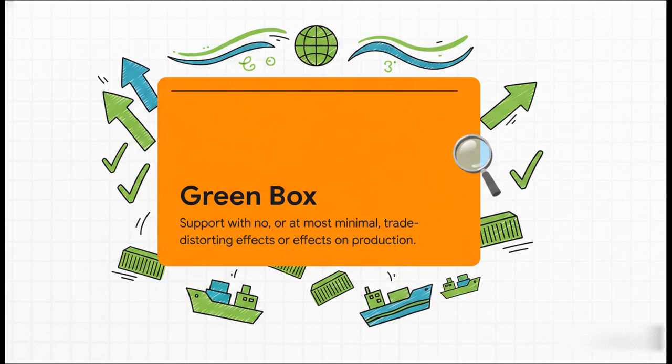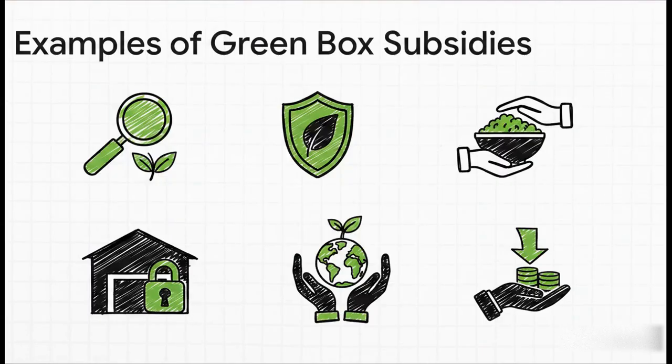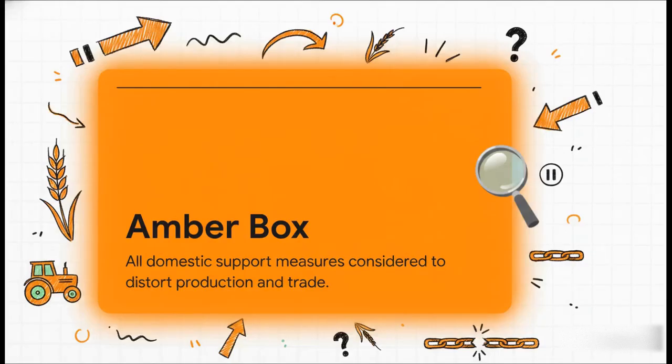Subsidies with minimal trade distorting effects are allowed. This includes things like government-funded research, farmer training, and certain environmental programs. Now, the amber box. This is the caution light. These subsidies are the ones that distort trade.